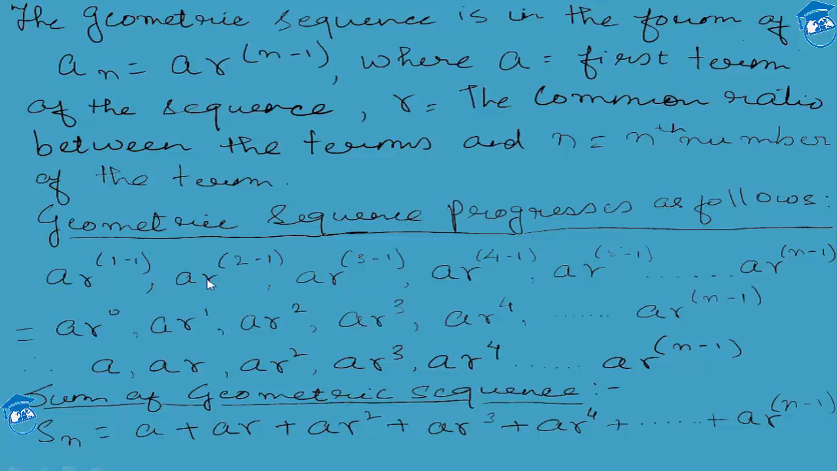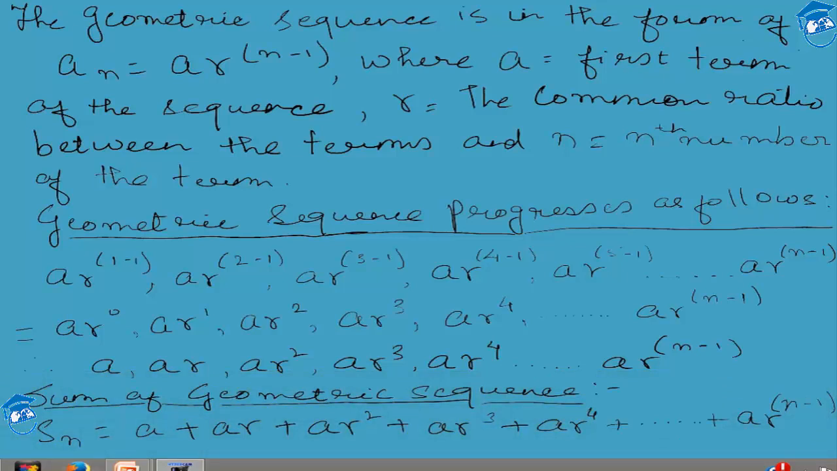One thing is very important, students. When we are dealing with the n-1 term, it means that we are taking one term less than what we are supposed to take. So ultimately it is a, ar, ar squared, ar cubed, ar to the fourth, extending up to ar^(n-1). Now the sum of the geometric series, that is Sn, happens to be Sn equals a plus ar plus ar squared plus ar cubed plus ar to the fourth, and so on up to ar^(n-1).